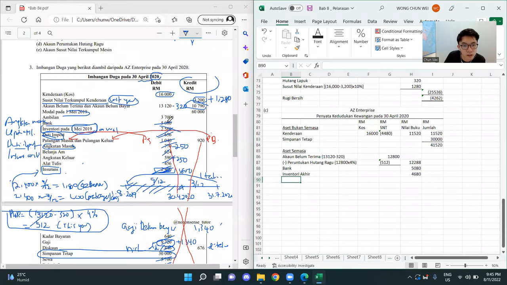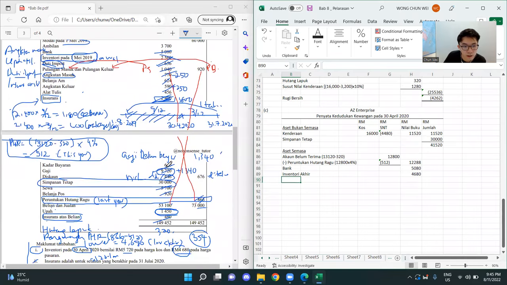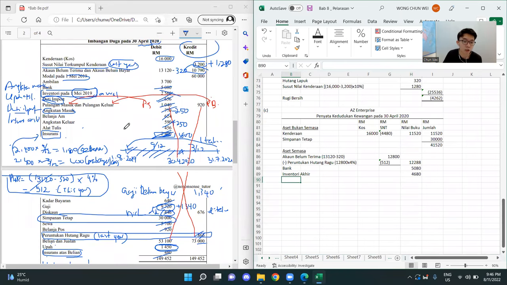Okay, other than that, what else? In your asset semasa, what else is in the debit side? That's all from here. Okay, but then remember to look outside your imbangan duga. Just now, what do we have? Kita ada insurance prabayar. I told you the prabayar is an asset. Therefore, you have the record here. Insurance prabayar. How do you calculate insurance prabayar? You're using 2,400 times the 3 over 12 months. And then we get 600. See, so this is an asset. So I put it here. So after that, you can add up everything. Put it here first. 22,648.